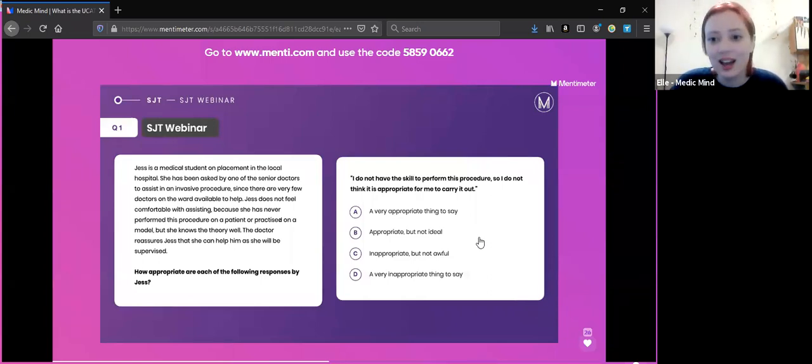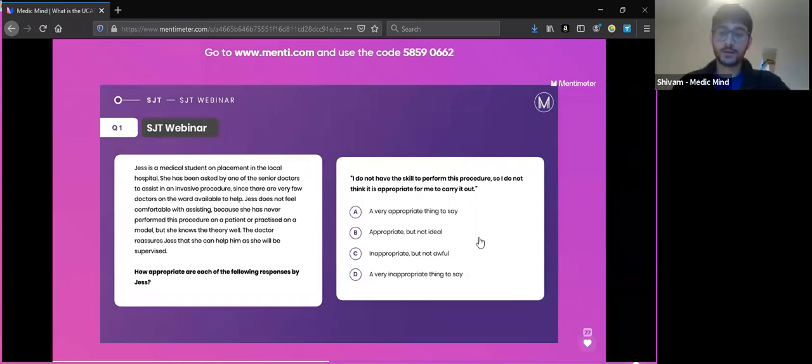So Shivam, based on what people are popping in the chat, can you see which answers are most commonly coming up? It really is quite a broad range. I think there's a lot of B's. Initially, there were quite a lot of A's, but again, some people thinking C as well. It's an inappropriate thing to do. So, do you want to briefly summarize what the answer is here and why?